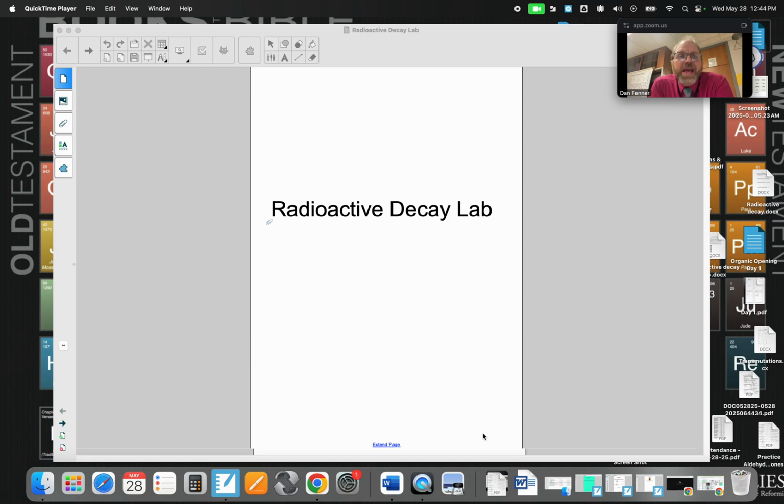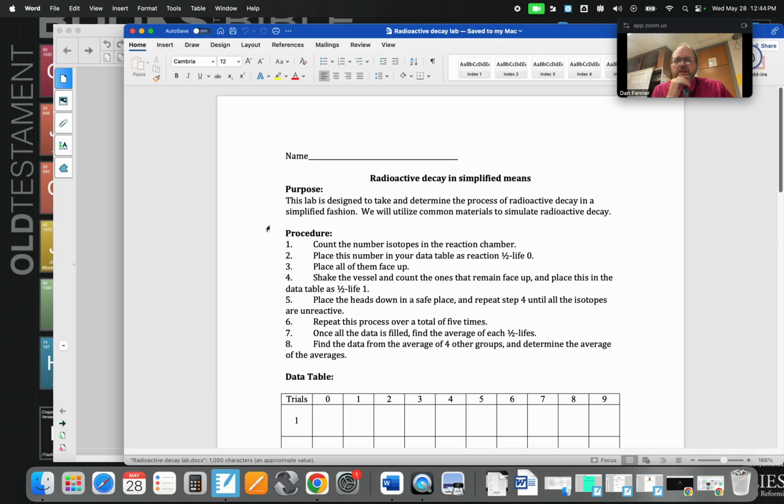Chemistry with Pastor Dan. We're going to do a radioactive decay lab, and I'm going to do it in a way that's going to make it easier for you to do it at home. So let's open up the lab first. Okay, so here's the lab.